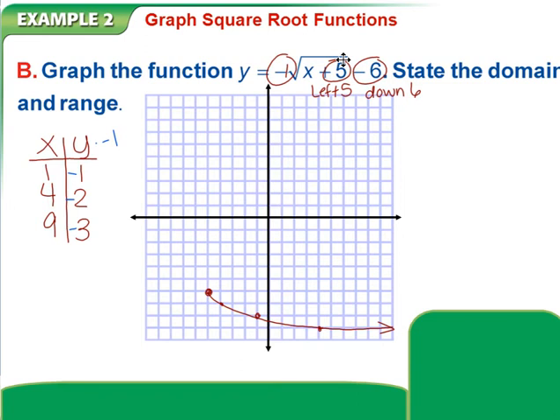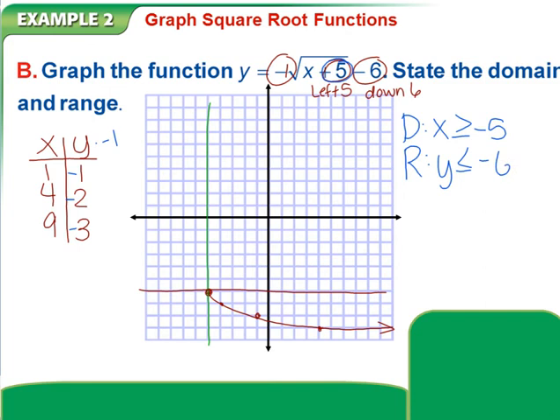So let's do the domain and range again. Domain is a vertical line. So it does not touch over here. It touches from this point and greater. So we say that the domain is when x is greater than or equal to -5. Again, it's related to that inside number. The range is below that point. So the range is when y is less than or equal to -6. And again, it is related to that point up there.